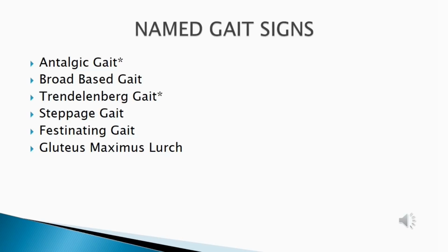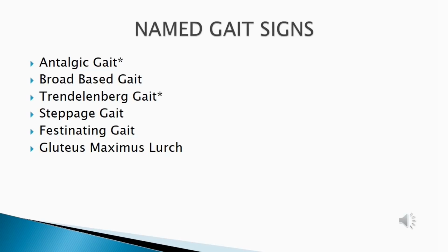Some of the named gait signs that we want to talk about include those named gait signs that are described in the AMA Guides, such as the antalgic gait and the Trendelenburg gait. And we also want to talk about some of the other types of gaits that we will encounter in the qualified medical evaluation, but that are not specifically described by name in the AMA Guides. So some examples include the broad-based gait, and I'll give you several different types of examples of that.